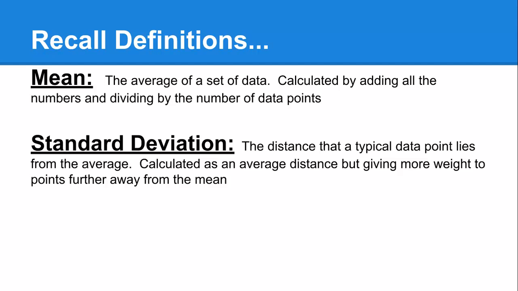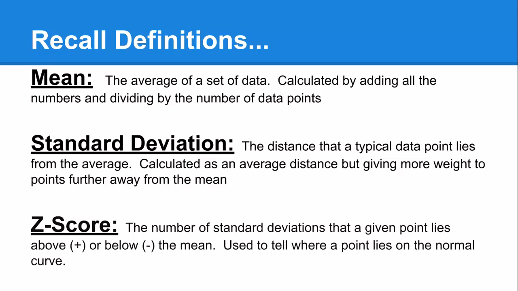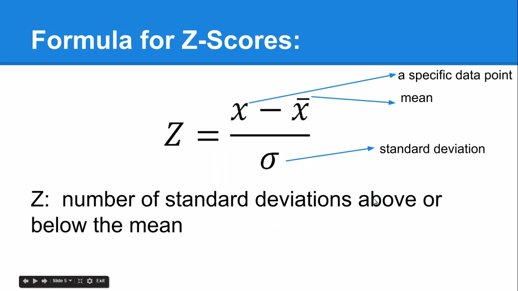We'll continue to look at standard deviation throughout the rest of the course. It's calculated as an average distance. We're going to actually see the formula for that and why it gives weight to points farther away from the mean. And a z-score is the number of standard deviations, so it puts the two together, and it says how many standard deviations you are above or below the average.